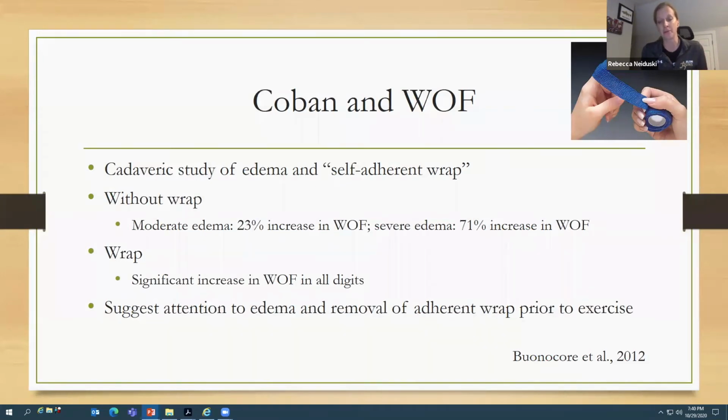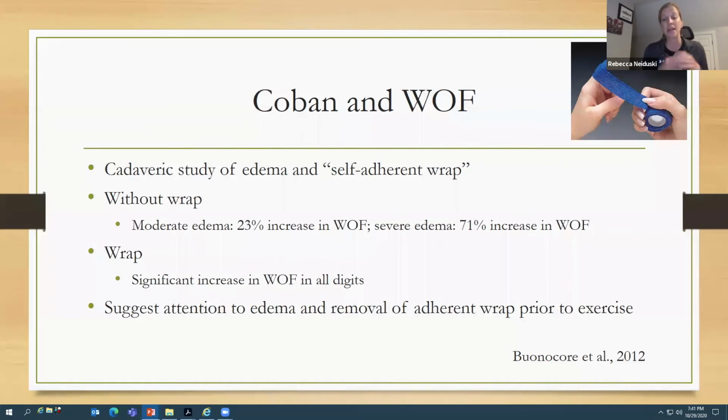Next slide. So there's a really great study in 2012 that looked at Coban, which is kind of self-adherent wrap, that's just the brand name, and how that impacts work of flexion. And so what they found in this study without wrap is that moderate edema is going to create a 23% increase in work of flexion, whereas severe edema will increase work of flexion by up to 71%. So the edema alone really increases work of flexion, which means the tendon has to work harder to create flexion and is more likely to rupture. Now add the wrap, and that was another significant increase in work of flexion in all the digits. And so now that's just even more work of flexion.